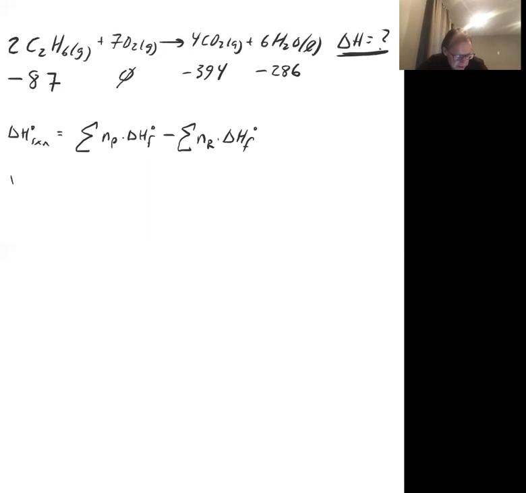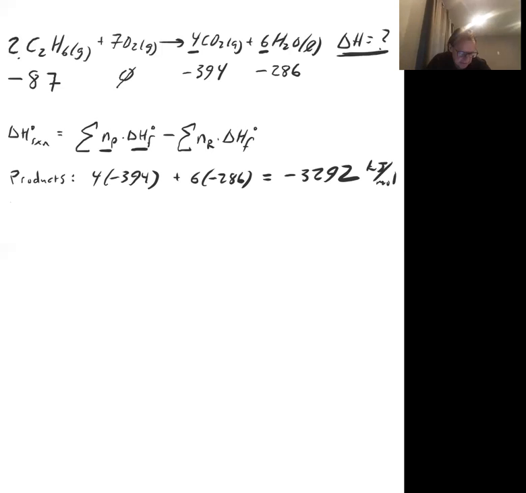So I'm going to do products first. Remember, it's very simple. It's just N times delta H. You look up the delta H values. So let's do the products first. So 4 times minus 394, 6 times minus 286. So you add the products together. So let's see what that comes out to. 4 times 394 plus 6 times 286. And I get minus 3292.